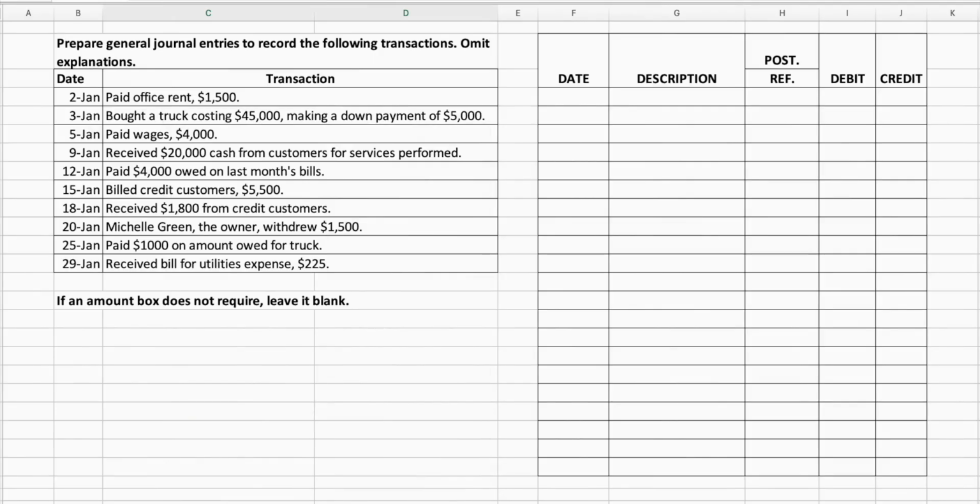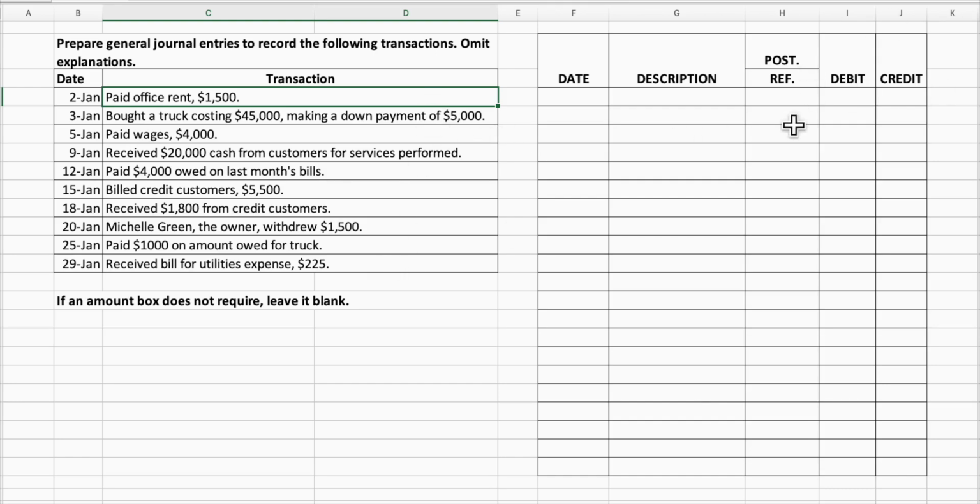Okay, I thought I'd go ahead and we do some journal entries today to prepare you for your next exam. So for this example, please prepare journal entries, general journal entries to record the following transactions. And for this assignment, they're letting us know we don't have to include explanations about what the transaction is. So basically, all we'll be entering is date, description, debit, and credit.